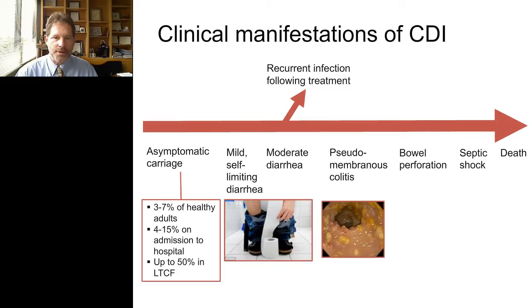Most of the time, it causes mild to moderate diarrhea and is eminently treatable, responds to therapy in 85 to 95% of the time. The big problem being recurrent infection, as we'll talk about. But the more severe cases involve a diffuse colitis called pseudomembranous colitis, and you can see on this picture the exudates that are present on the surface of this inflamed colon. This can lead to bowel perforation, septic shock, and death.